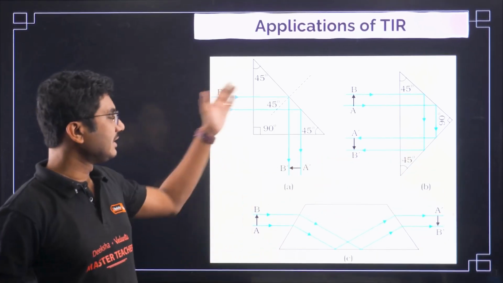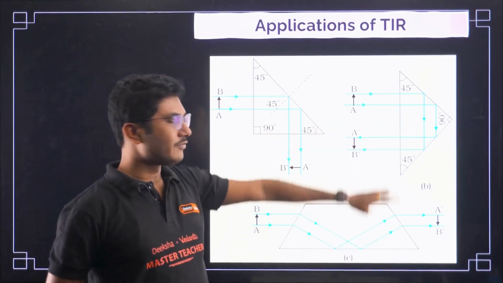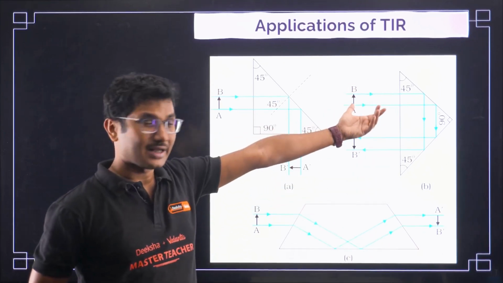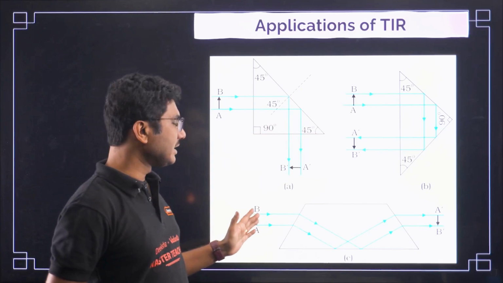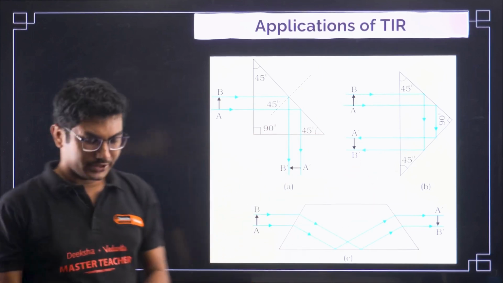Okay, this is the direction changer. Both of them are inverters. One is inverting in the same direction of the object. Here the inversion is happening on the other side of the object.